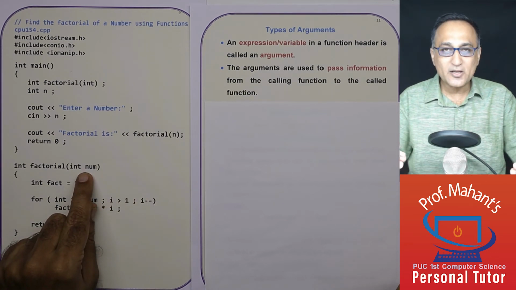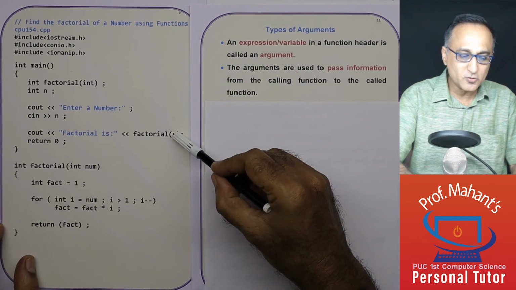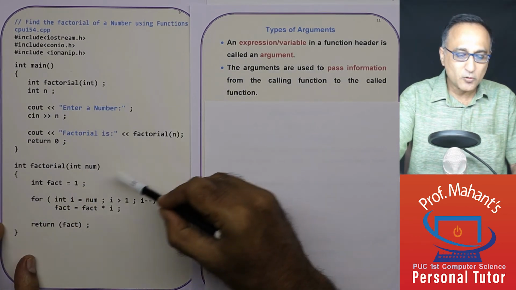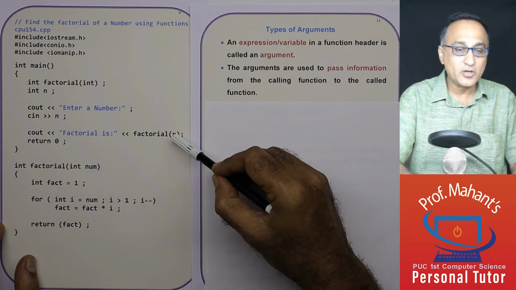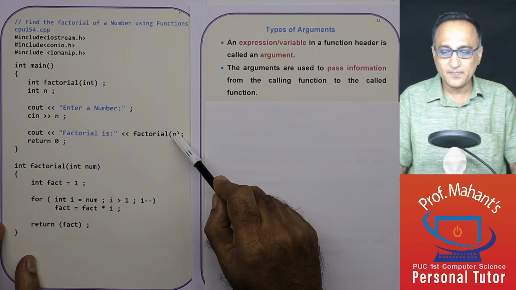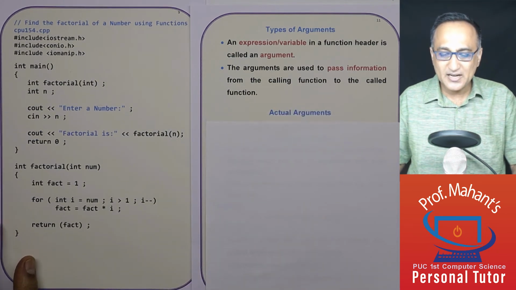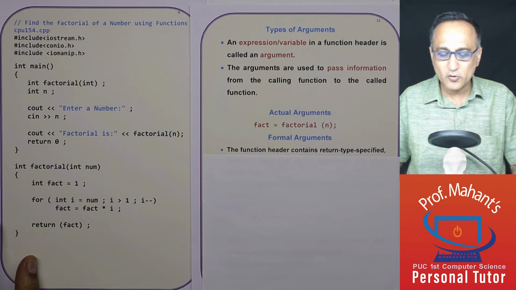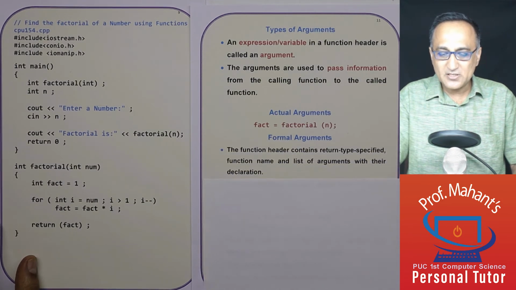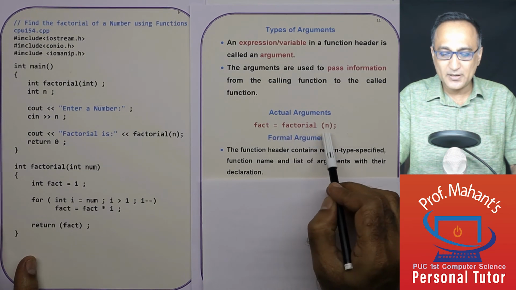Why do we use arguments? Arguments are used to communicate between this main function and this one. Without arguments, how can the value of n be sent to factorial? Because of arguments, I am able to send the value of n to number. It is used to pass information. What are actual arguments and what are formal arguments? I've already told you. Actual arguments: if I'm saying fact is equal to factorial of n, this n is an actual argument.